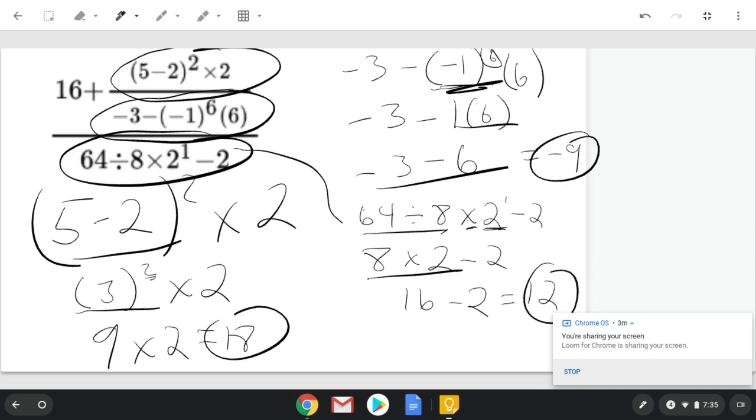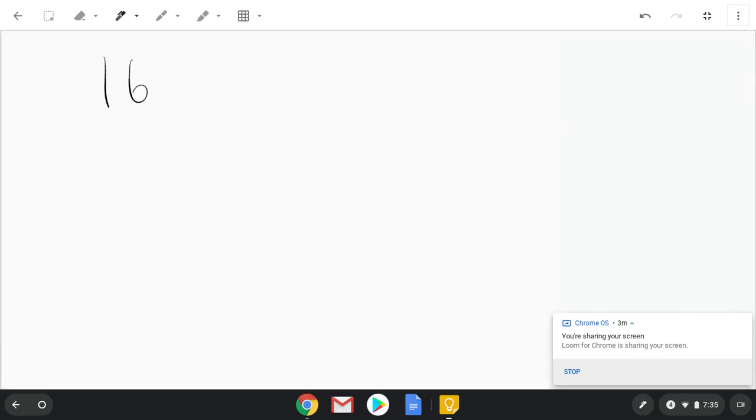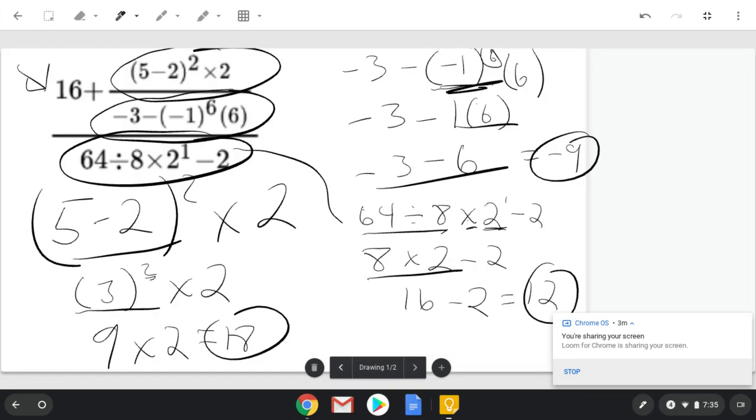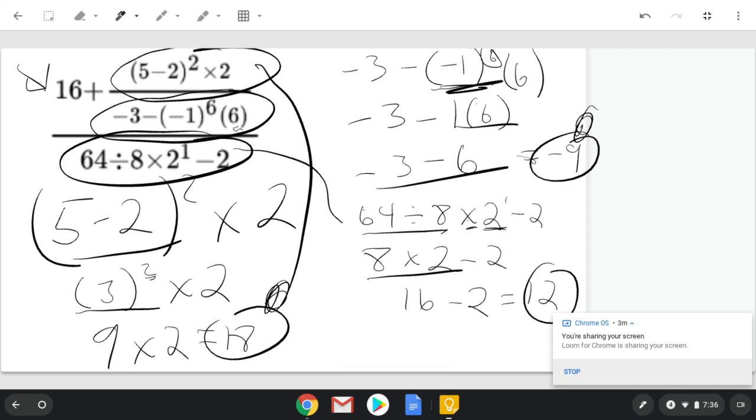All right. Now we got to bring all of our pieces to our next page here. All right. So in the top, the main numerator, I've got 16 plus, for this 5 minus 2 business, that came out to 18. And on the bottom, that was negative 9. So I've got this part as my numerator and that part as my denominator. All right, that's that one, and that's that one.